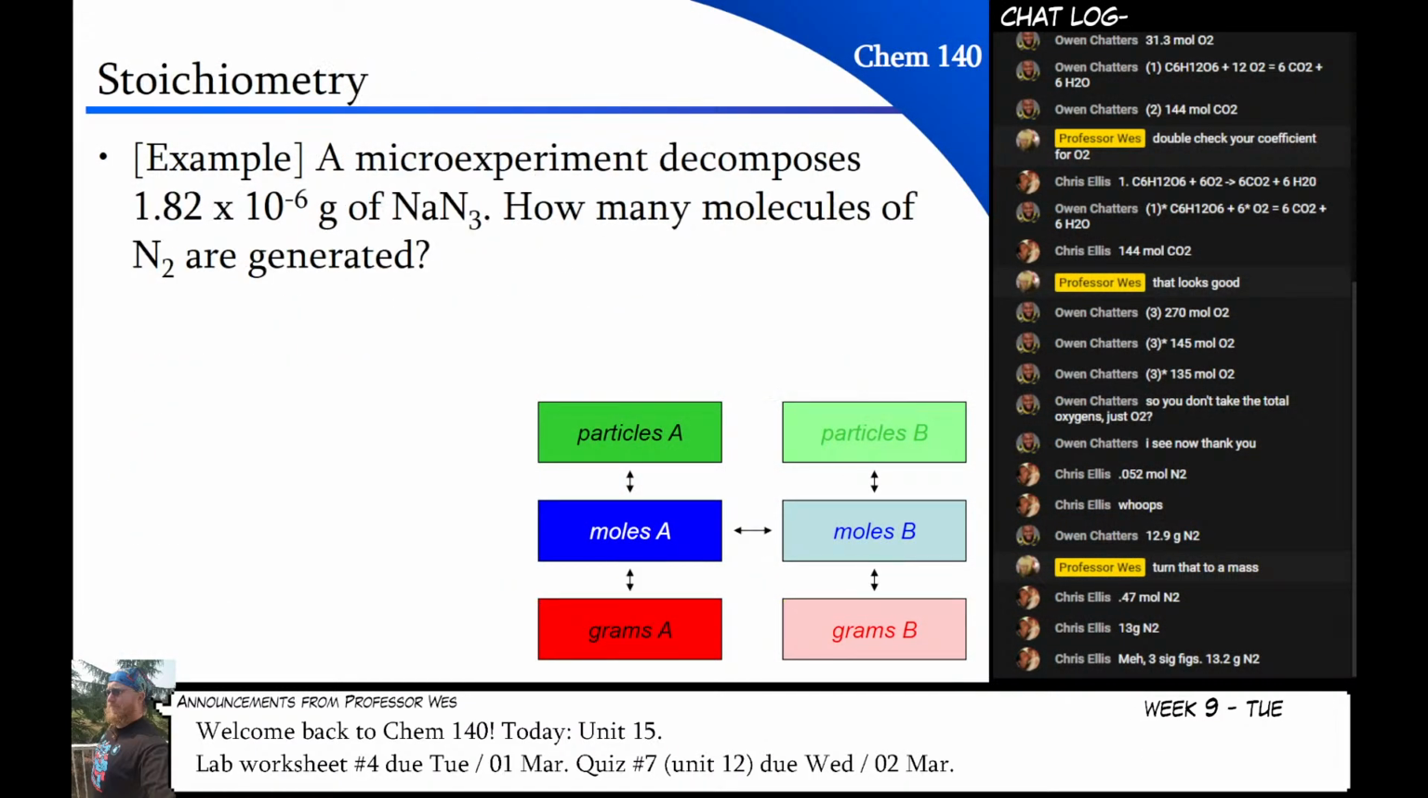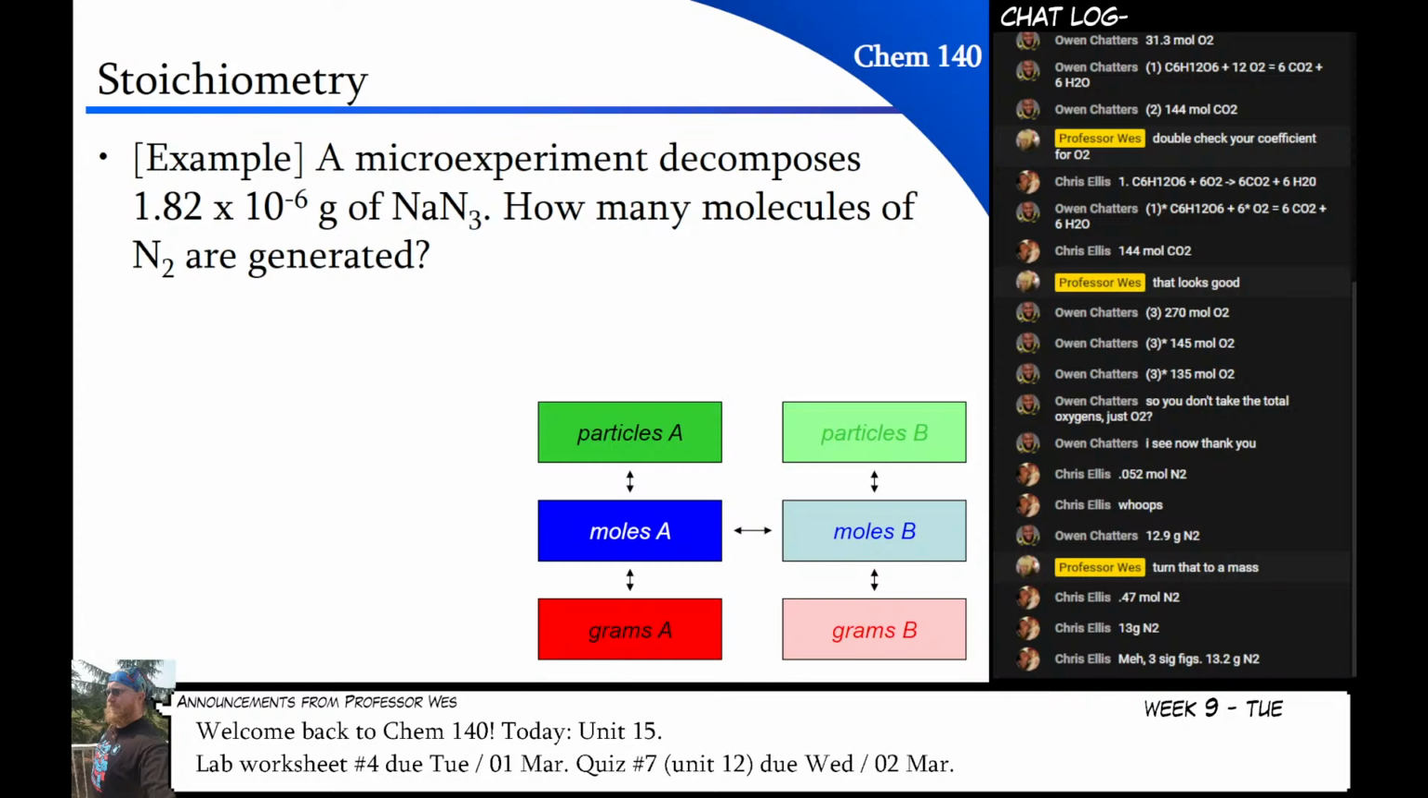Alright, welcome back. We'll put the next problem on the screen. Alright, for this next problem, we're going to do the same thing. It's the same reaction, but this is a micro experiment. We're going to use like micrograms of sodium azide. How many molecules do you create in this micro experiment?